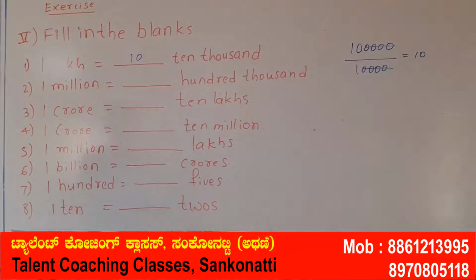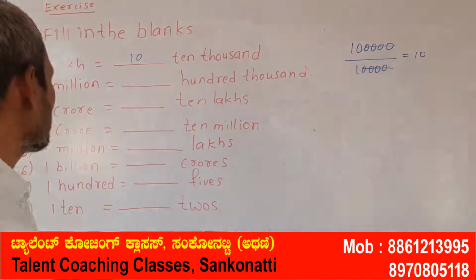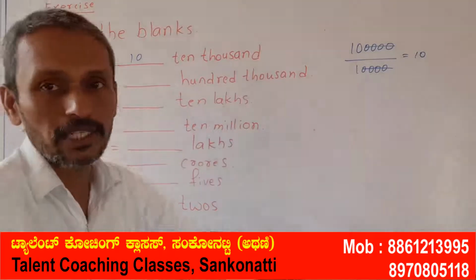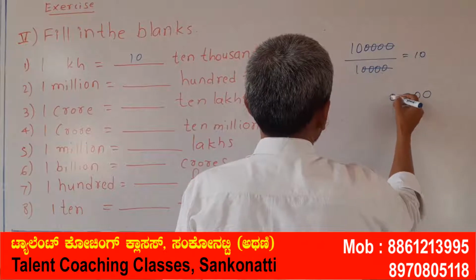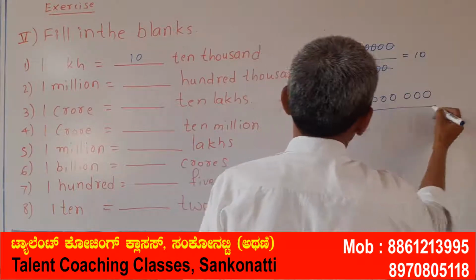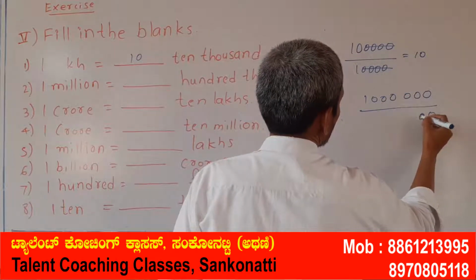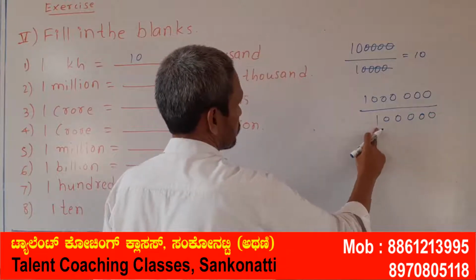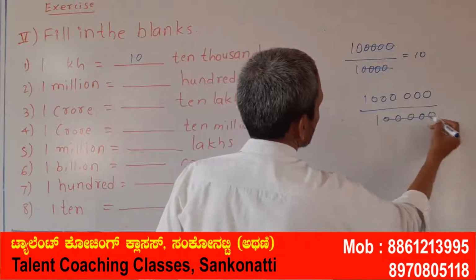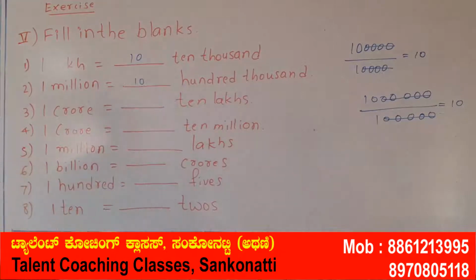So 10,000 makes 1 lakh. Now 1 million is equal to how many 100,000? We will divide million by 100,000. 1 million we divide by 100,000. Unit, 10, 100, 1000, 10,000, 100,000. 5 zeros, here also take out 5 zeros. It becomes 10. 10 times 100,000 makes 1 million.